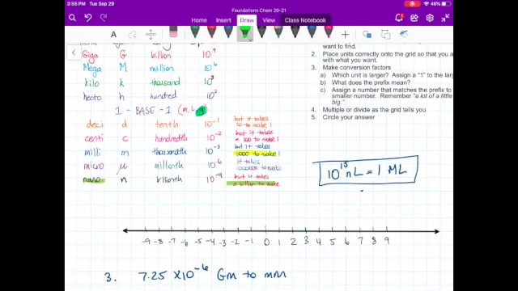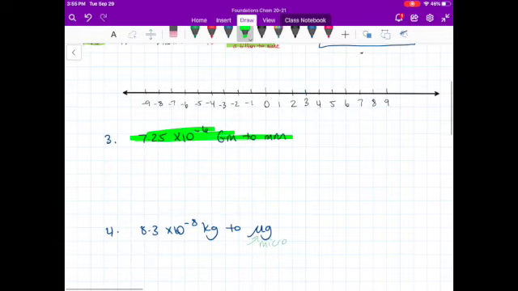This one converts 7.25 times 10 to the negative 6 gigameters to millimeters. And then this one converts 8.3 times 10 to the negative 8th kilograms to micrograms. So I'm going to give you a couple of hints with them, and then I'm going to have you stop the video and work these out on your own.